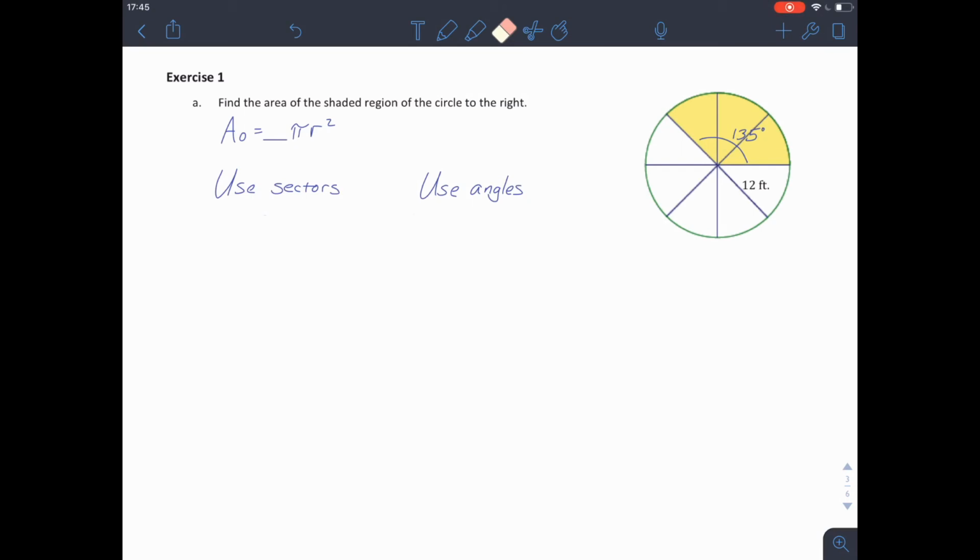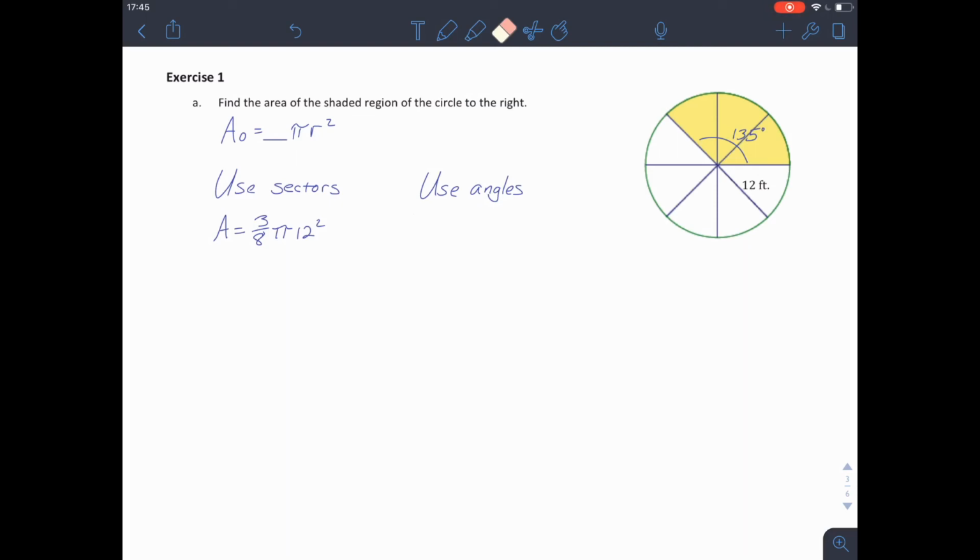So in this one, we have a total of 8 little pizza slices in our circle here, 8 equal size sectors. And then 3 of them are highlighted, so we've got 3 out of 8 sectors from this circle here. So then we do 3/8 times pi times our radius of 12 feet squared.